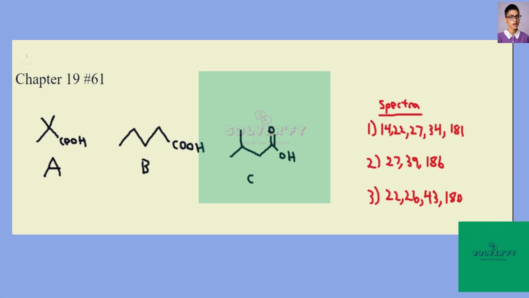This is the answer to Chapter 19, problem number 61 from the Smith Organic Chemistry textbook. This problem gives us the three molecules A, B, and C that I've drawn here. And it gives us three sets of carbon-13 NMR spectra, numbered 1, 2, and 3, which I've drawn or written out in red to the right. And we're asked to match the spectra to the molecules.